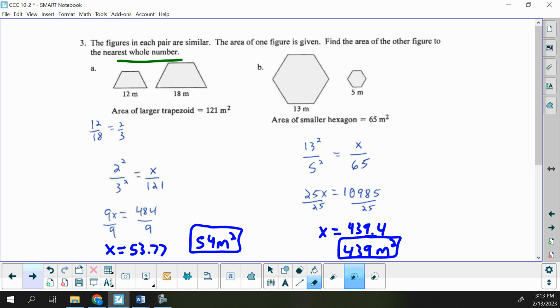Our side ratio here was 13/5, didn't reduce at all, so square it to get the area ratio. The 65 had to go across from the 5, because that was the smaller one. When we square them and cross multiply, we eventually get 439 meters squared. Now, they didn't tell us here for our initial ratio which one to which one, so it doesn't matter. Just when you set up your proportion, make sure the area is across from either the large or the small, wherever that may be in your fraction.